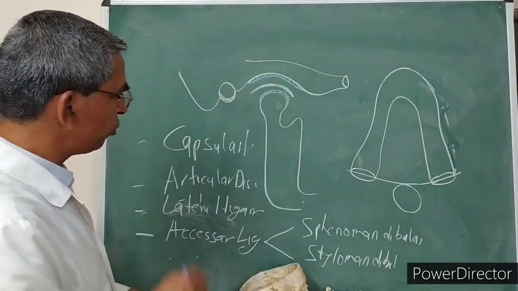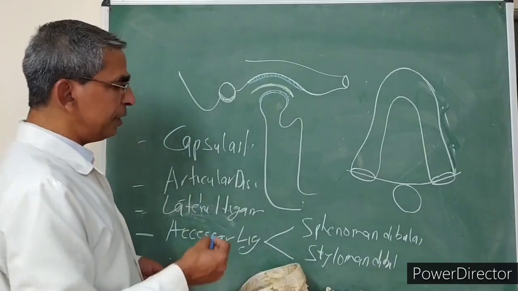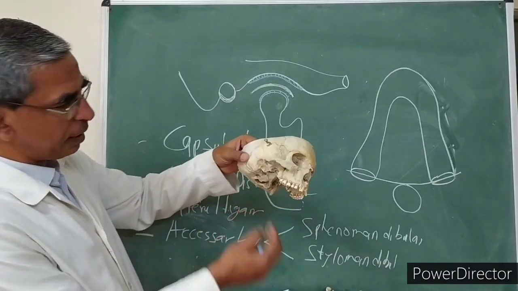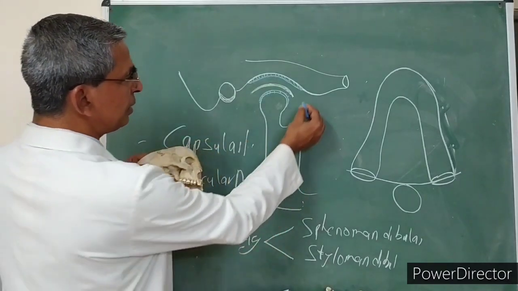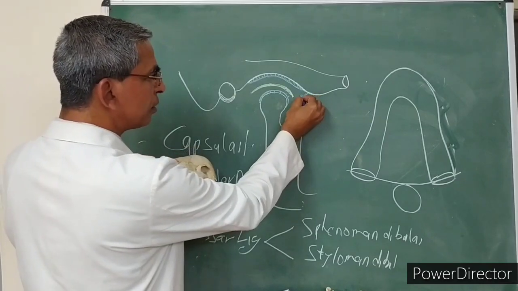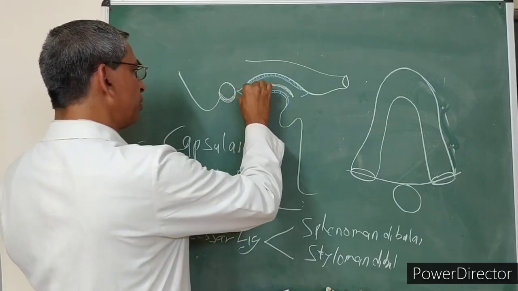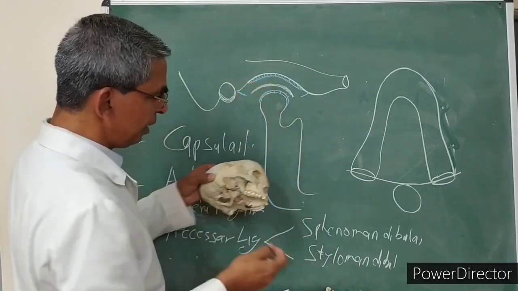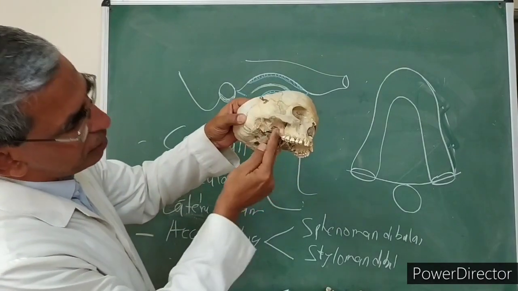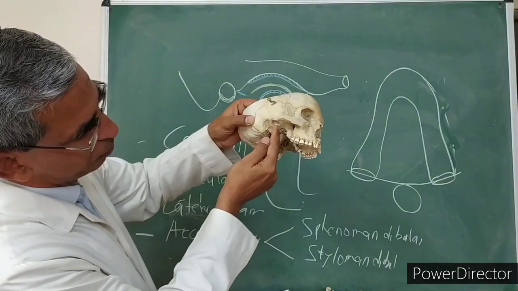Okay, now come one by one. First is the capsular ligament, or capsule, of this temporomandibular joint. This capsule is attached superiorly and inferiorly. Superiorly, it is attached anteriorly to the articular tubercle, and posteriorly to the squamotympanic fissure. Anteriorly the articular tubercle, posteriorly the squamotympanic fissure, and peripherally at the margin of the articular or condylar fossa, or the mandibular fossa.